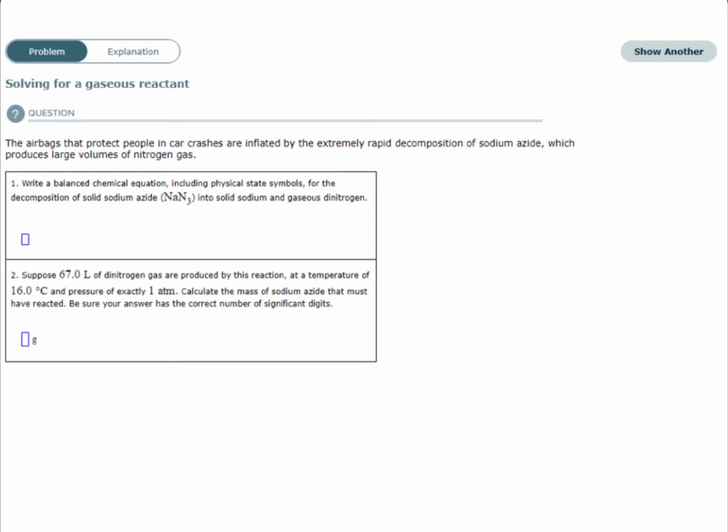This ALEKS problem deals with the decomposition of sodium azide, which is involved in airbags. For the first part of the question, they want us to write a balanced chemical equation, including the physical state symbols, for the decomposition of solid sodium azide into solid sodium and gaseous dinitrogen. So we're going to go ahead and write that down. Solid NaN3 decomposes to solid sodium and gaseous dinitrogen.